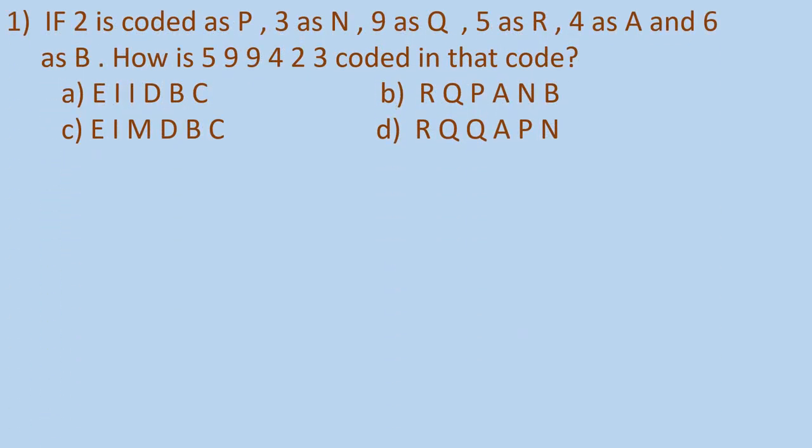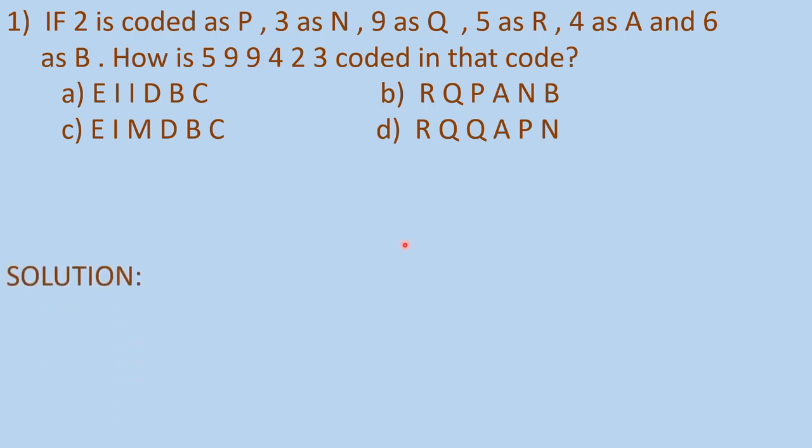Now in question number 1, it is given if 2 is coded as P, 3 as N, 9 as Q, 5 as R, 4 as A, and 6 as B. How is 599423 coded in that code? And these are our options: in A, E, I, D, B, C; in B, R, Q, P, A, N; in C, E, I, M, D, B, C; in D, R, Q, Q, A, P, N.